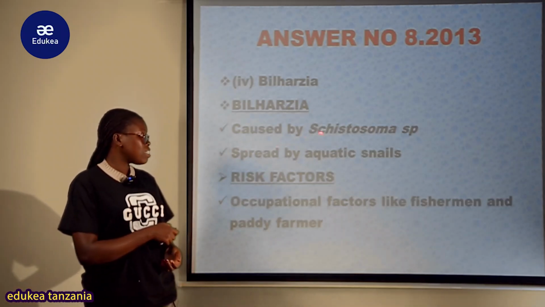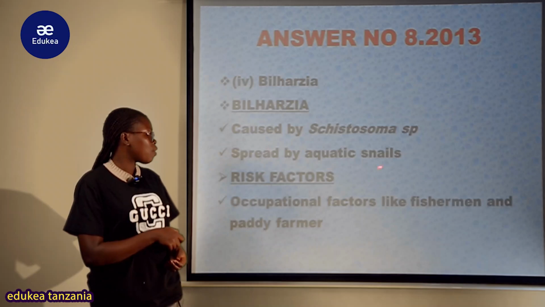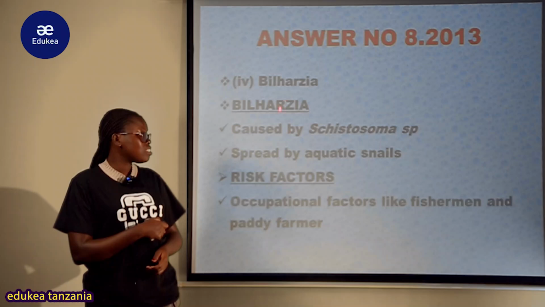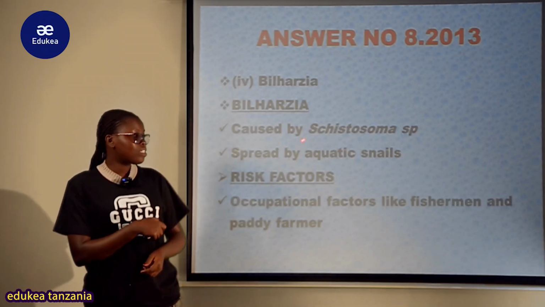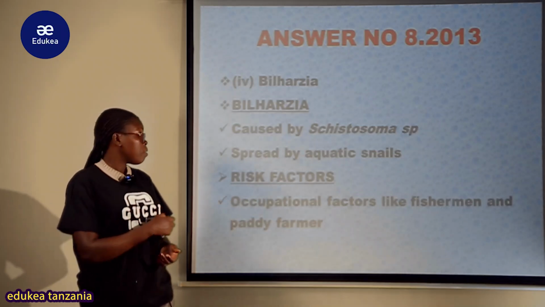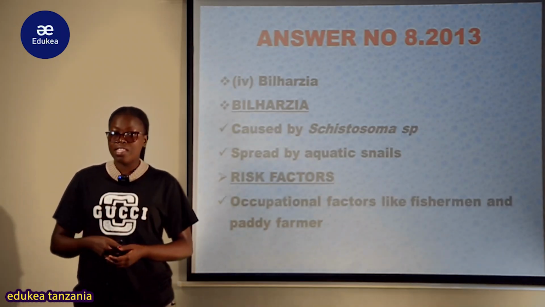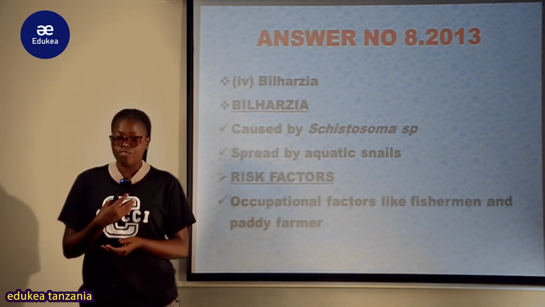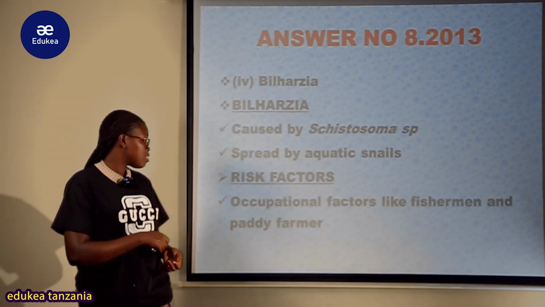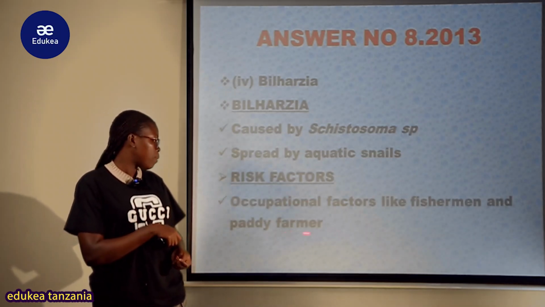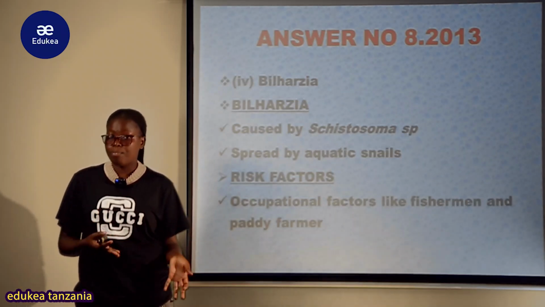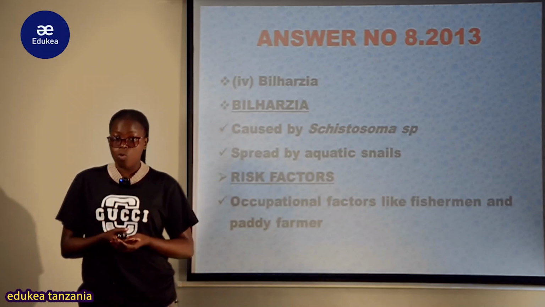So the bilharzia is caused by the Schistosoma species and is spread by the aquatic snail. Kwa hiyo causative agent of the bilharzia ni Schistosoma species na vector wake ni aquatic snail. Kwa hiyo jibu letu hapa ni Schistosoma species. Na pale mtu anapokuwa anatumia maji au anaogelea sehemu ambayo tayari kuna infection with this dirty water. So the risk factor is occupational factor like fishermen pamoja na paddy farmers, wavuvi pamoja na wale wanaolima mipunga, wanakuwa katika risk factor ya kuugua ugonjwa wa kichocho.